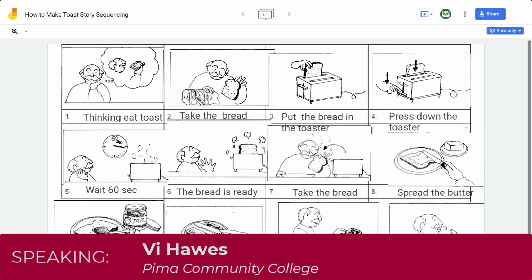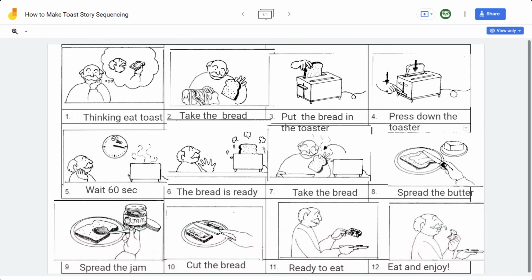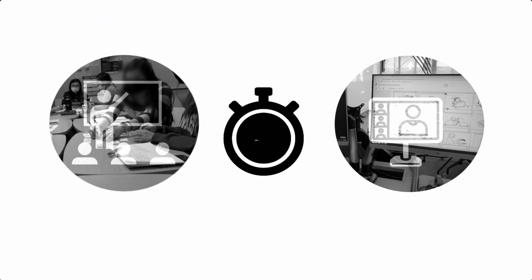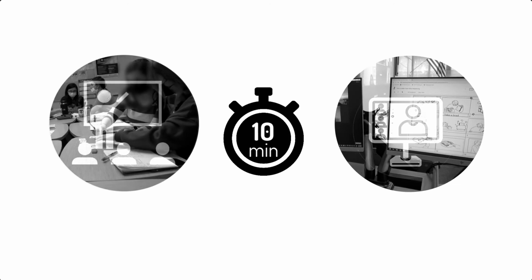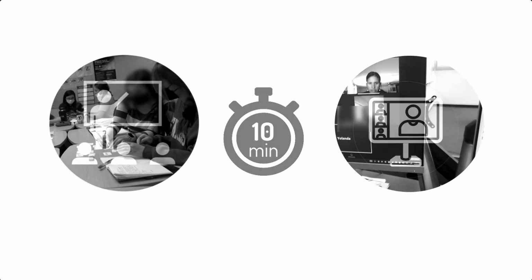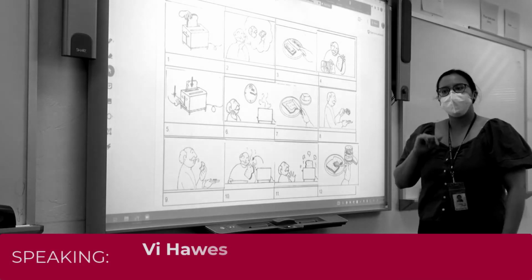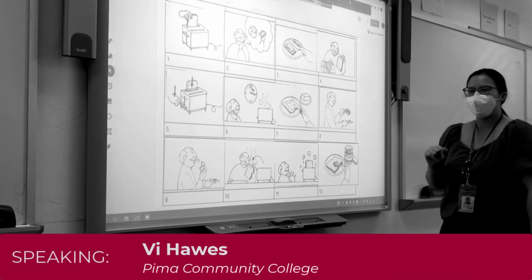I shared the Jamboard link to my online students in the chat box, making sure they all can access it. Once I knew my online students were confident in doing the activity, I sent them to their breakout rooms. The time I gave for my students in both modalities was about 10 minutes. Vi also shared what she felt was really important to do to ensure all students were able to fully participate in this learning activity.